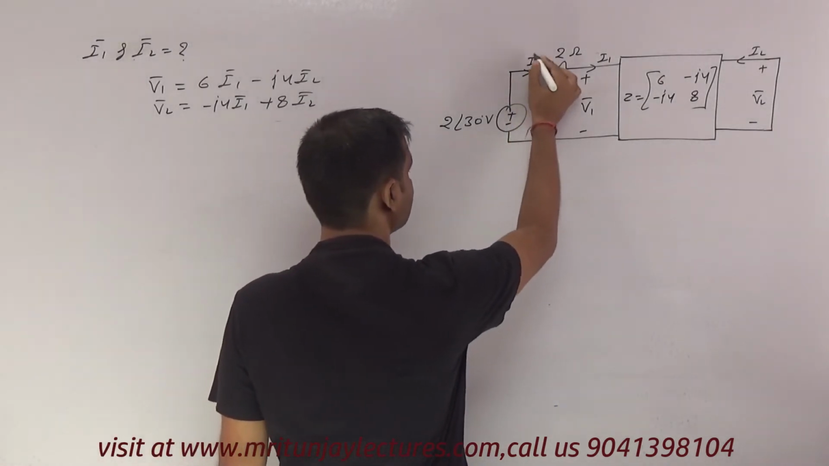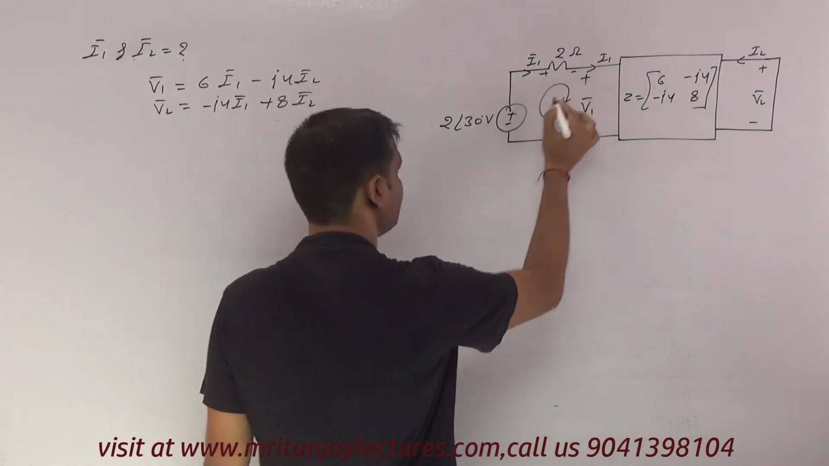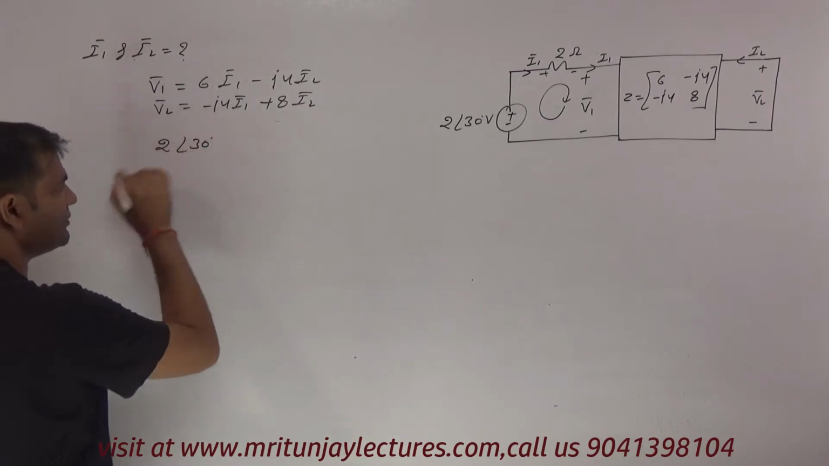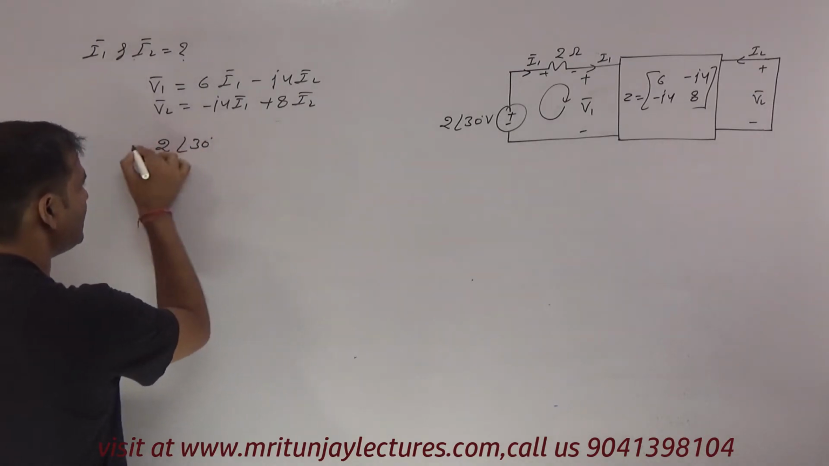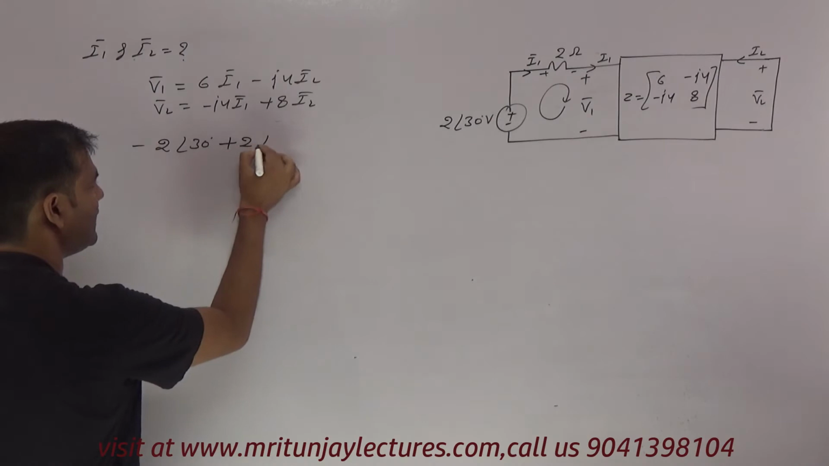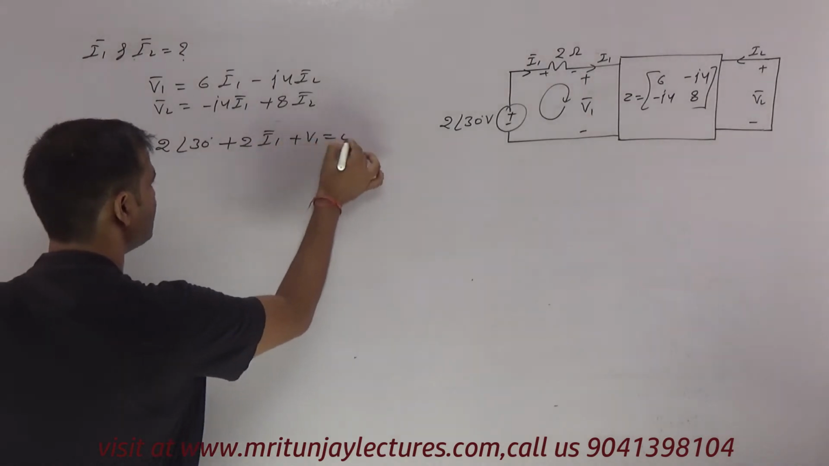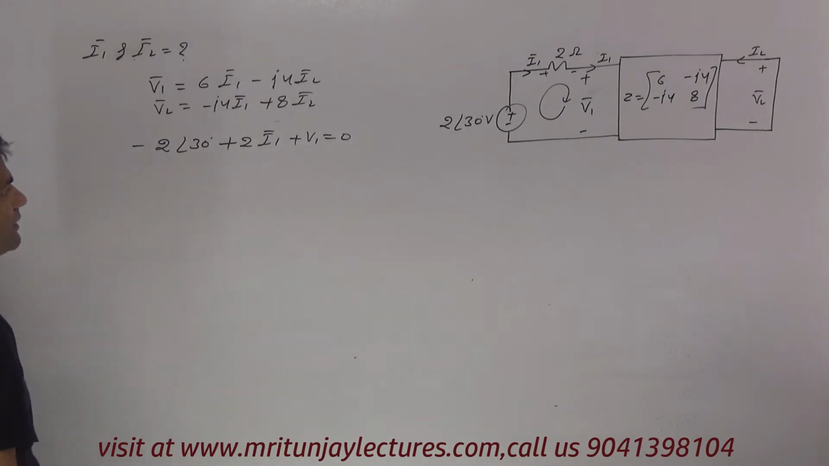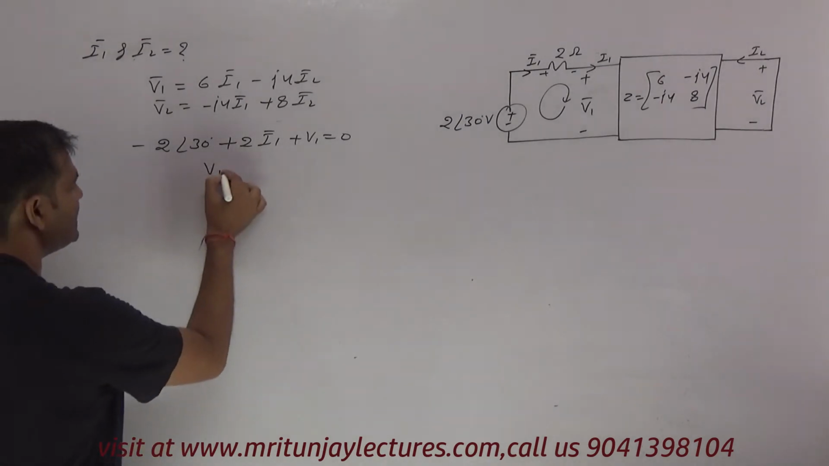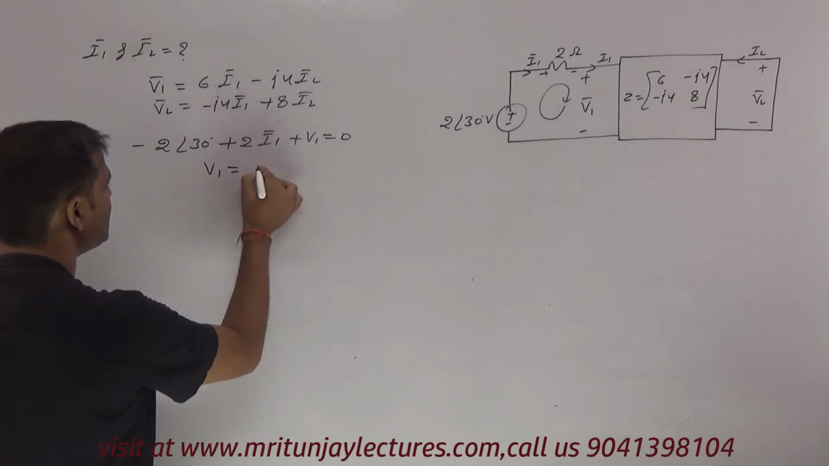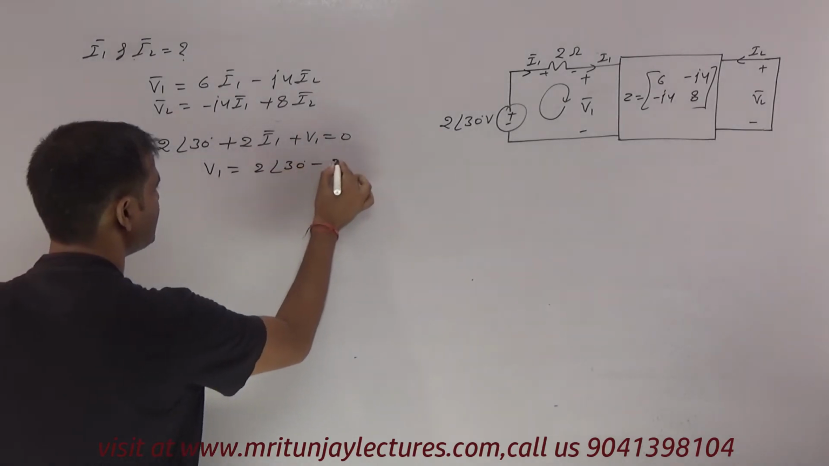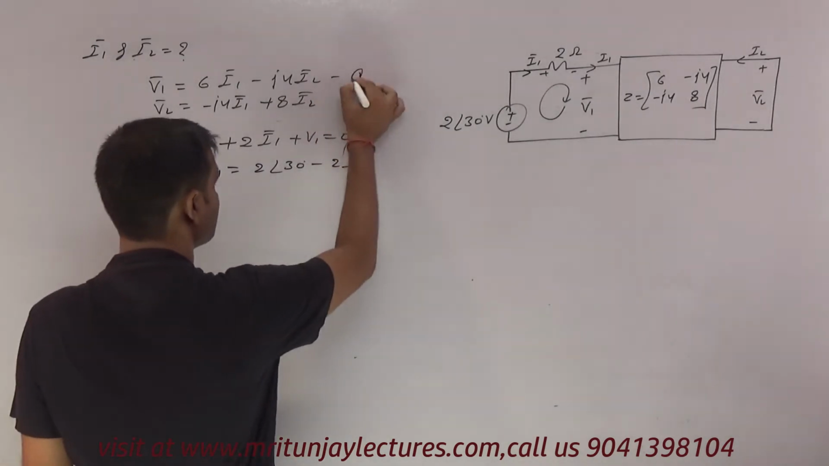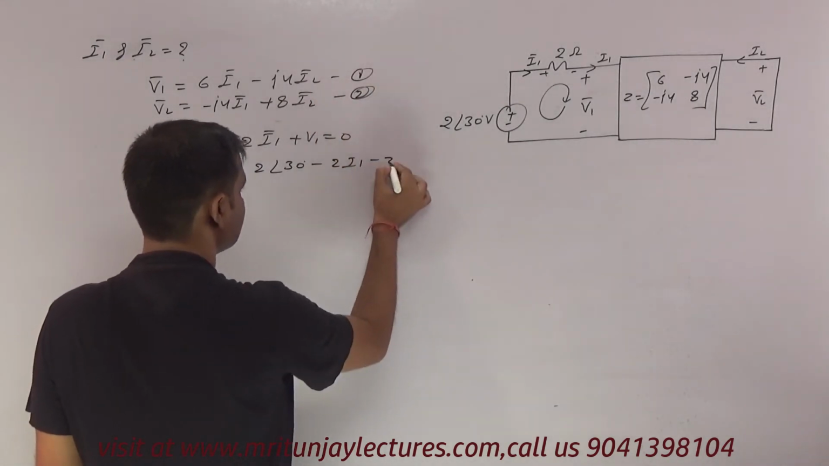Here I1 current, plus minus, apply KVL in this loop: 2 at the angle minus 30, 2 at the angle plus 30, and 2 I1 plus V1, this will equal 0. So V1 will equal 2 at the angle 30 degrees minus 2 I1. This is equation 1, and that is equation 3.